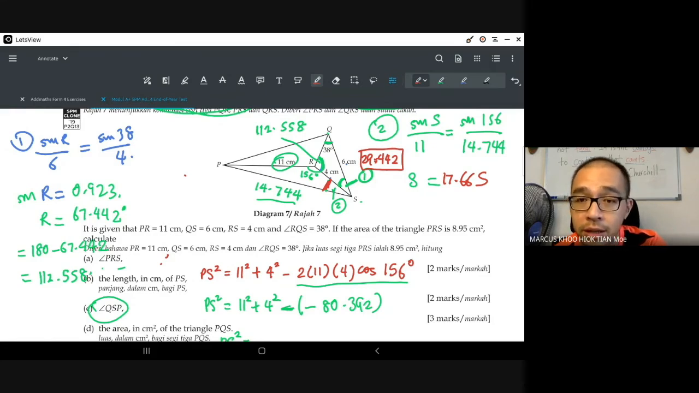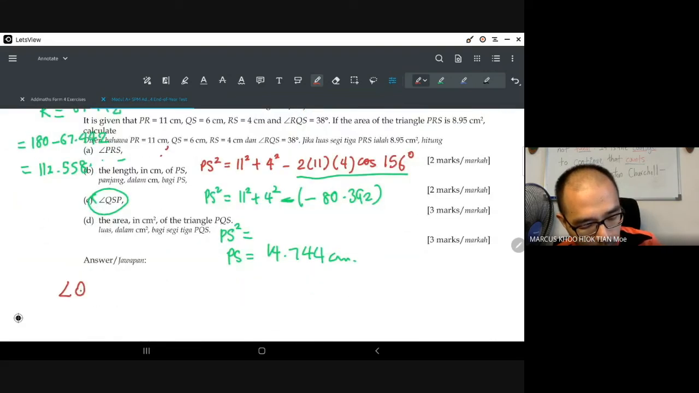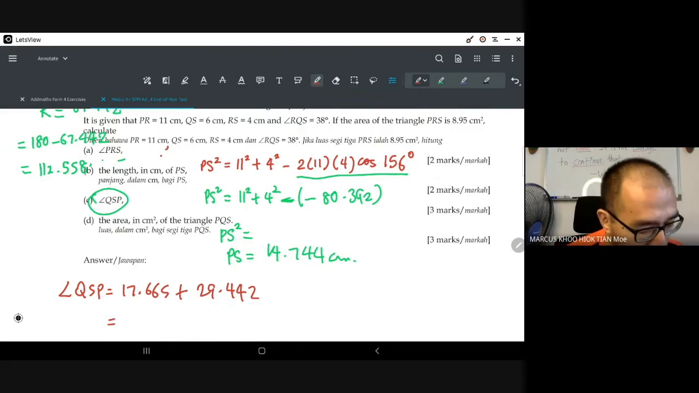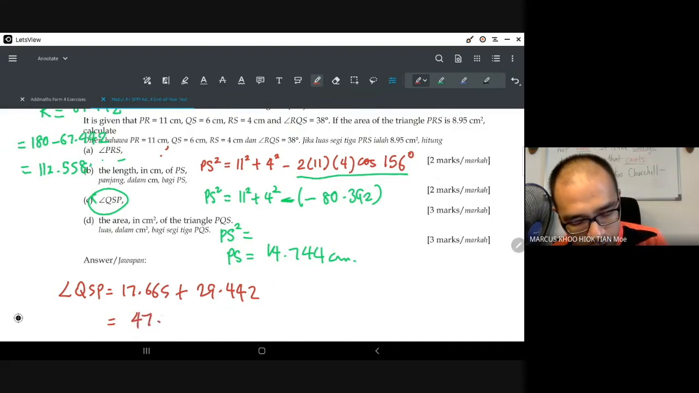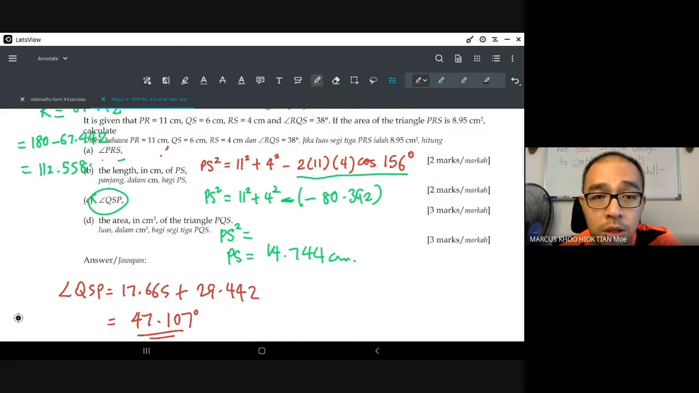And so then we can find the combination of both. This is 17.665. This is 29.442. So the angle QSP equals 17.665 plus 29.442, which will give us about 47.107 degrees. Actually the calculation is not very difficult. I think probably the more difficult one is the one that Deborah was doing just now, the one with the obtuse angle. So that one we need to be a little bit careful.